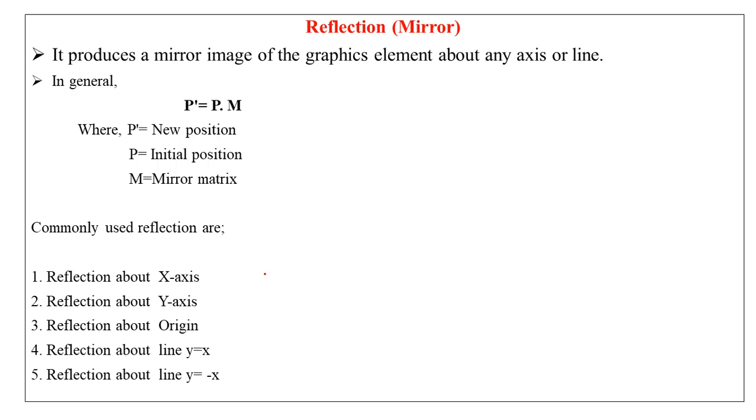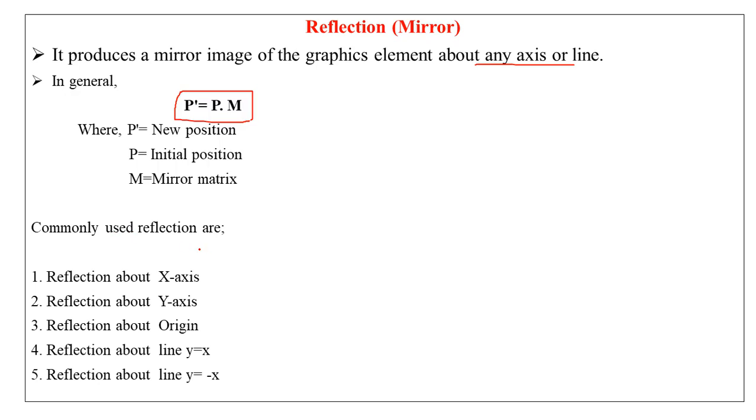So it produces a mirror image of the graphics element about any axis or line. So in general, p dash is equal to p into m. So this is the equation, where p dash is equal to the new position, p is the initial position, and m is the mirror matrix.